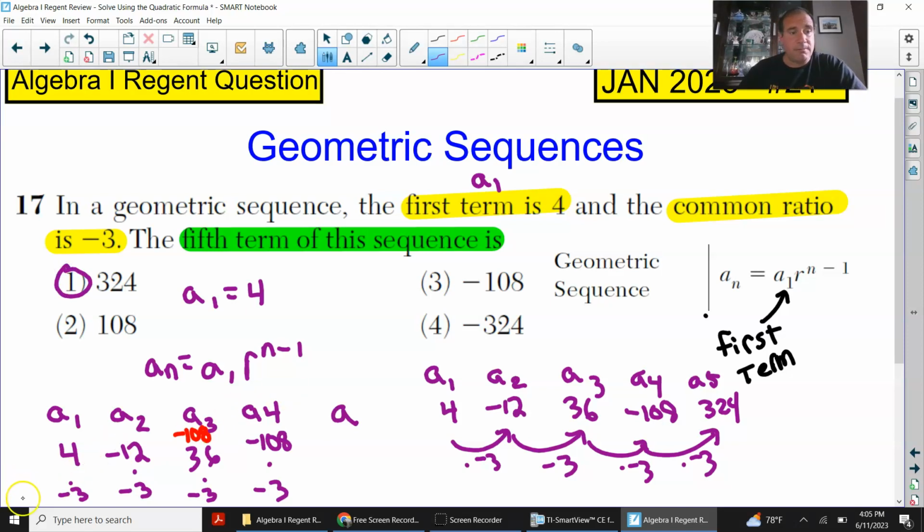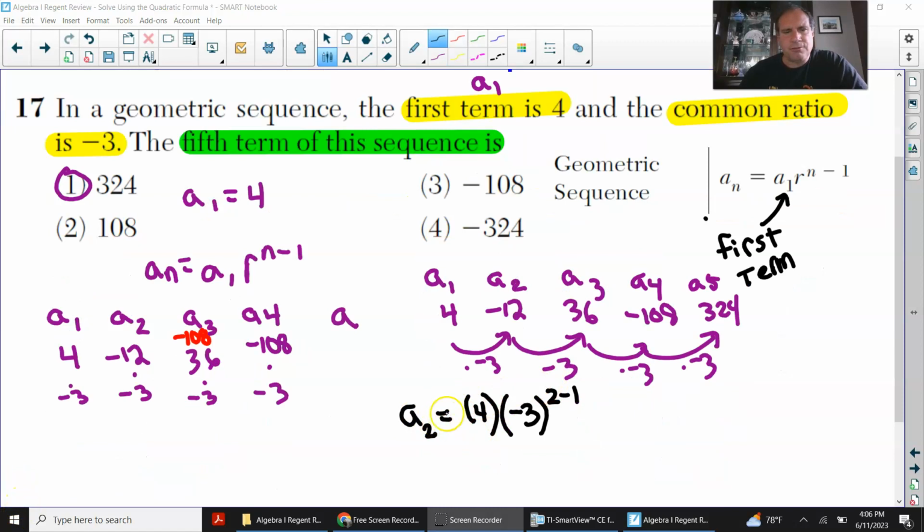By the way, you could use the formula. There is no problem with that. And this is how you would substitute it into the formula if you wanted to. A sub 2. See, this n is 2 now. And then this a sub 1 is the first term. So that's going to be your 4. Times r, which is negative 3. This is your r, the common ratio. And then n minus 1 is 2 minus 1, because that's part of the formula there.